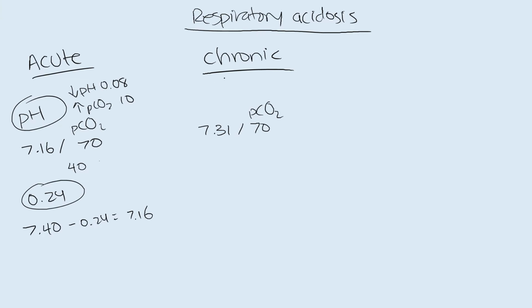On the other hand, with chronic respiratory acidosis, you're only going to see a pH drop of 0.03 for every 10 increase in your PCO2. So in this case, the patient again has 30 millimeters of mercury increased PCO2, but this is chronic, so the body has had time to compensate for this. So we only see a drop in the pH of 0.09. So that's what we see with this patient, getting their pH of 7.31.